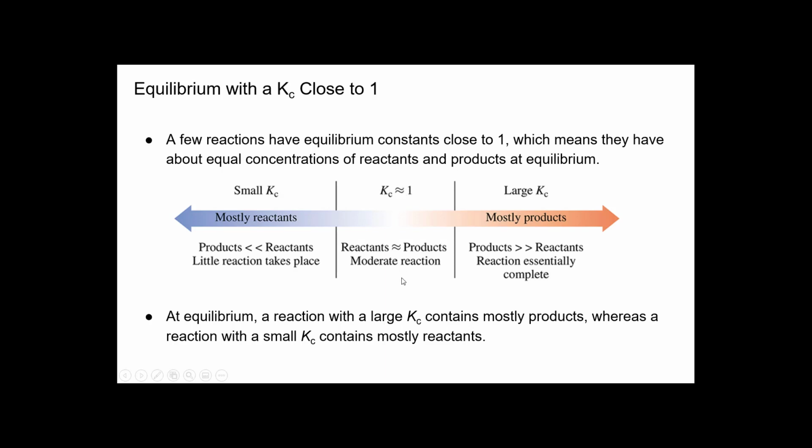If you use 1 as your middle, the border, if your equilibrium constant is 1 or close to 1, that means that you have approximately equal concentrations of reactants and products. However, if you think of small equilibrium constants as being below 1, this tells you that you have mostly reactants, more concentration of reactants than products. Now, if you think of above 1, you have mostly a concentration of products, so a very small concentration of reactants and more products.